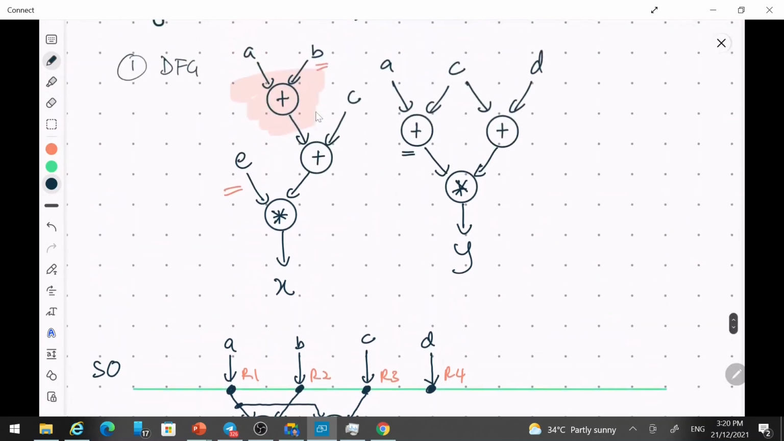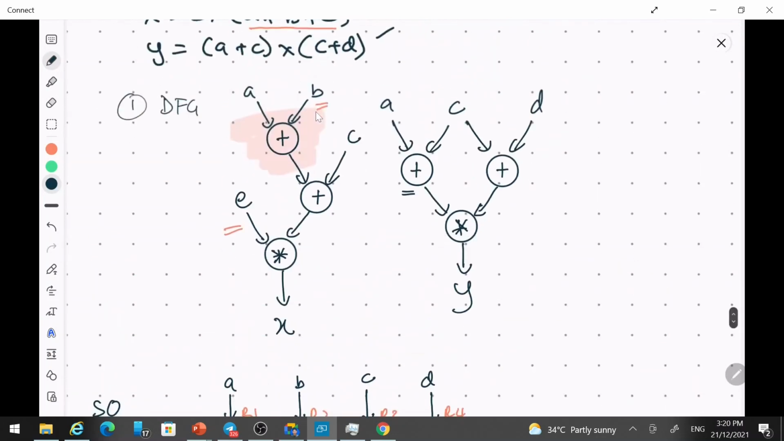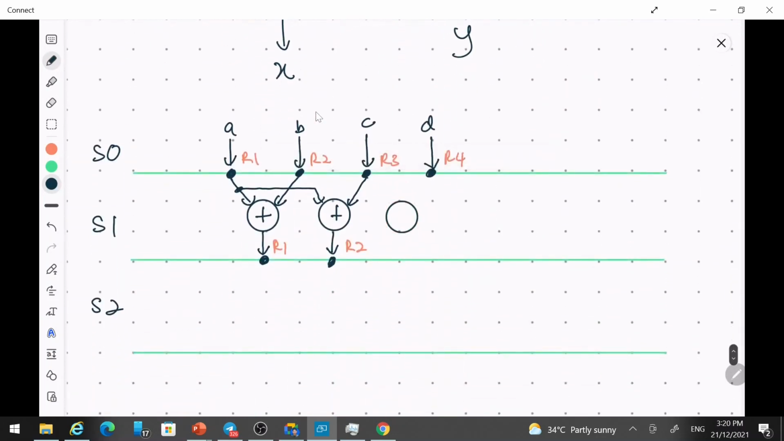And look at this, A plus C we can do in this cycle also. A plus D done, right? The last one is C plus D. Yes, this one is C plus D. And we have the result here. And we can save in R4, right?